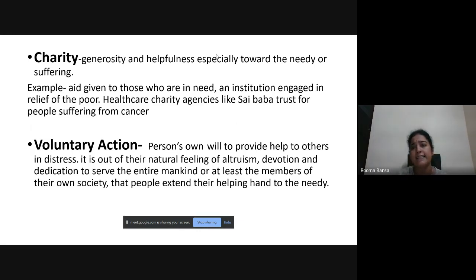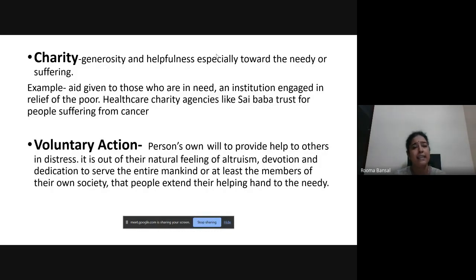That is charity. You can take the example of healthcare charity agencies like Sai Baba Trust for people suffering from cancer. There are so many healthcare charity agencies. They help people who are suffering from cancers, different kinds of diseases. You can take the example of the Mother Teresa Institute, and those who work for leprosy as well.